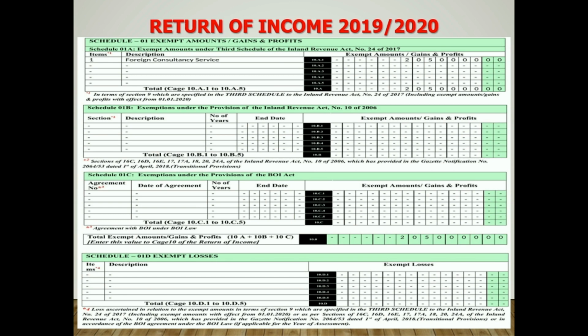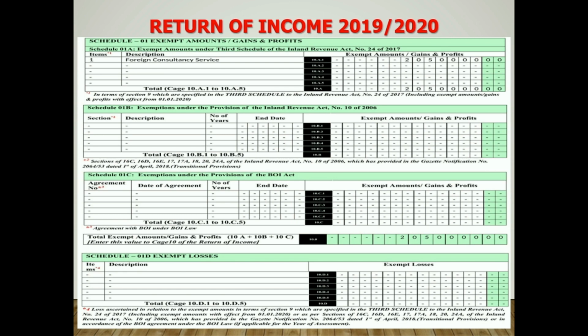This is Schedule 1, and there you have to fill the exempted amounts. Under Schedule 1, there are 4 subschedules. First 3 subschedules have not changed when compared with the return of income of the previous year. Subschedule 1A for exempted amounts or gains and profit under Schedule 3 of the Inland Revenue Act.